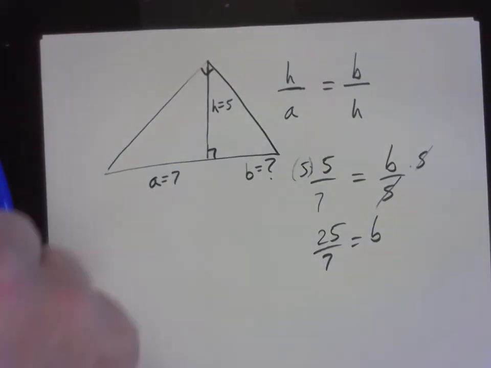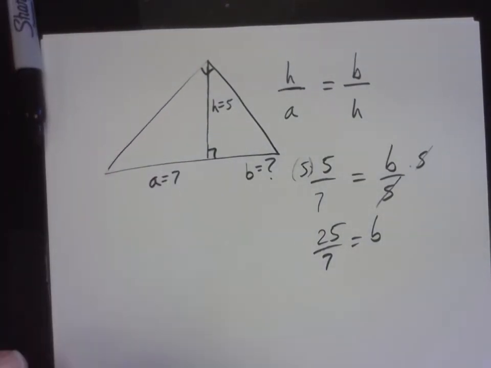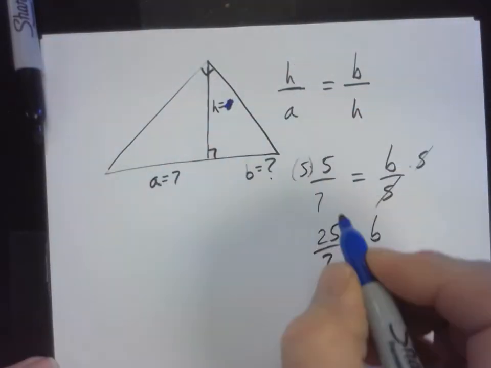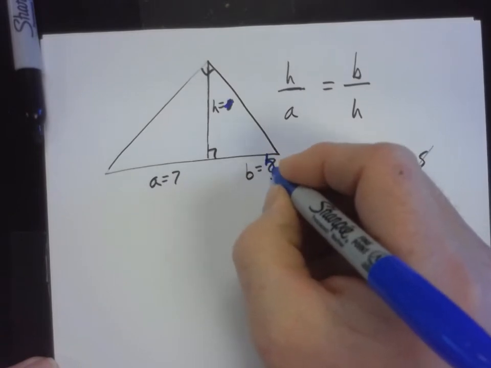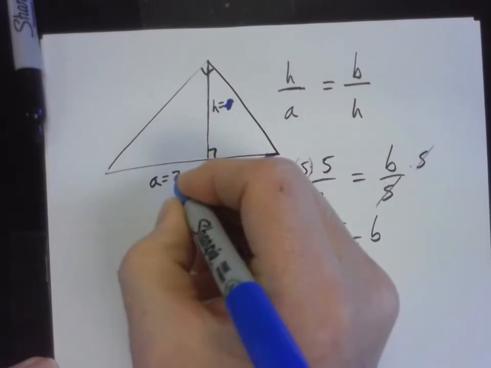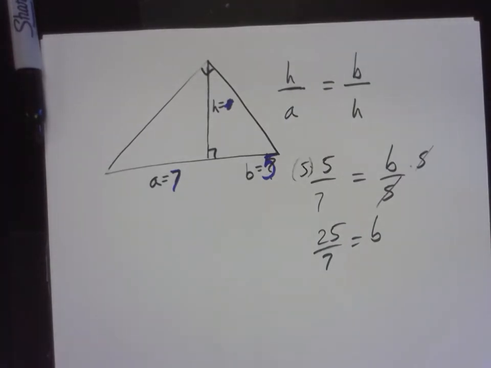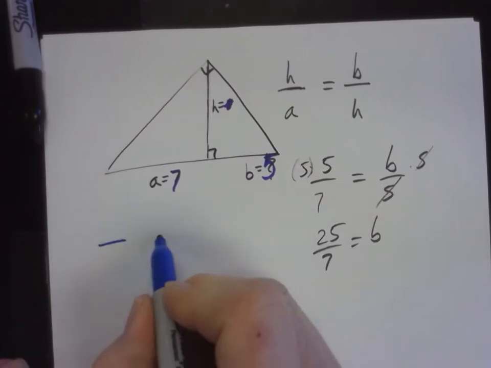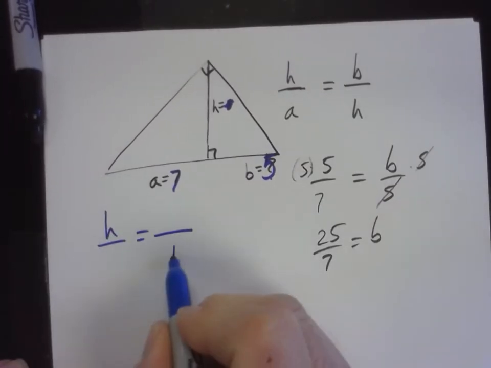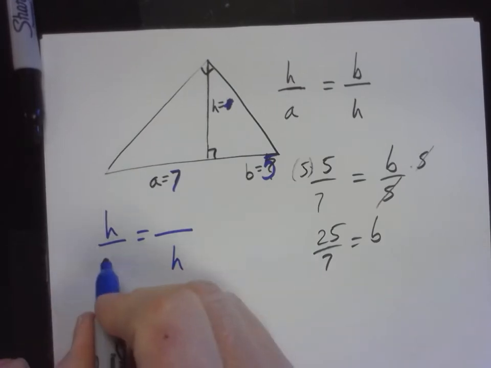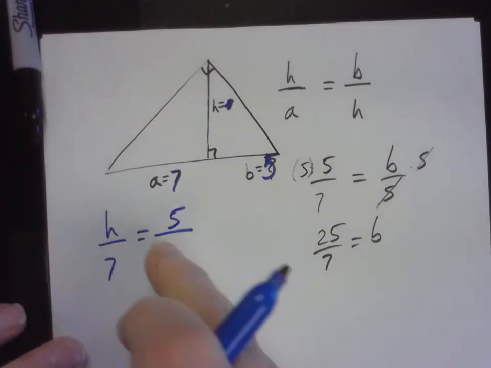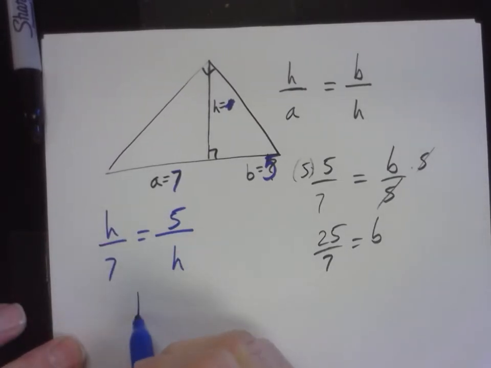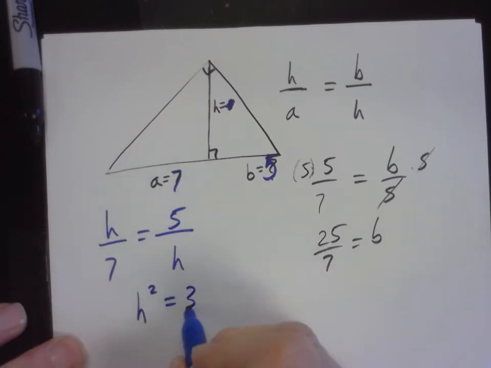Okay. Let's say we don't know h, but I know that's 7 and this one is, we'll just say it's 5. Okay. I can still find h. Now I'm going to have the variable h in my equation twice. So in my proportion, I'm going to use h and h, but h is the geometric mean of 7 and 5. So now if we cross multiply, what's h times h? Equals 35. Then what?